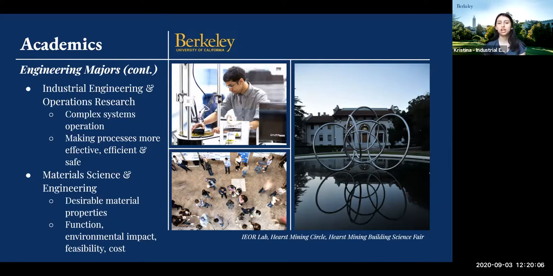So the industrial engineering lab can be seen in the picture, the left side picture on the top. That's an IEOR lab right there. Also in Hearst Mining Circle, there are a lot of fairs that happen.